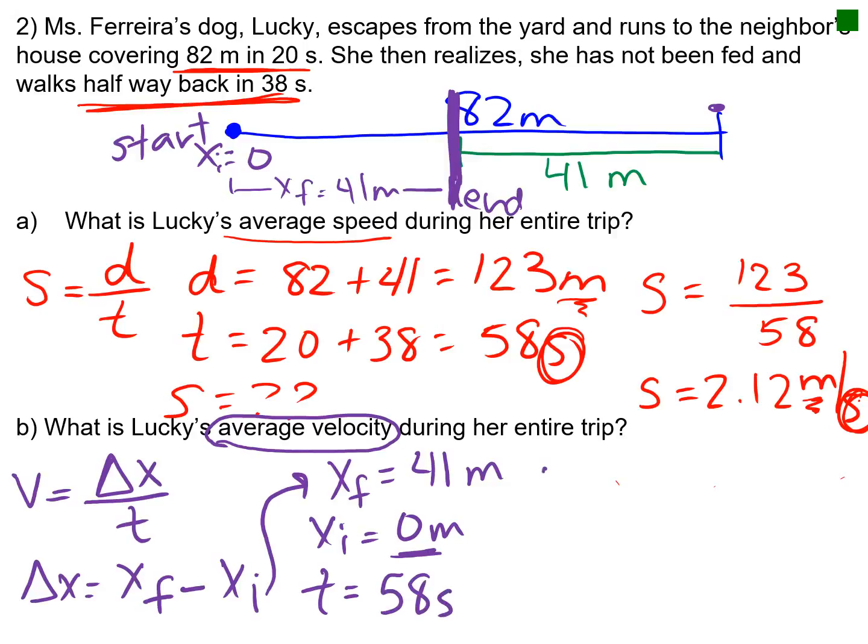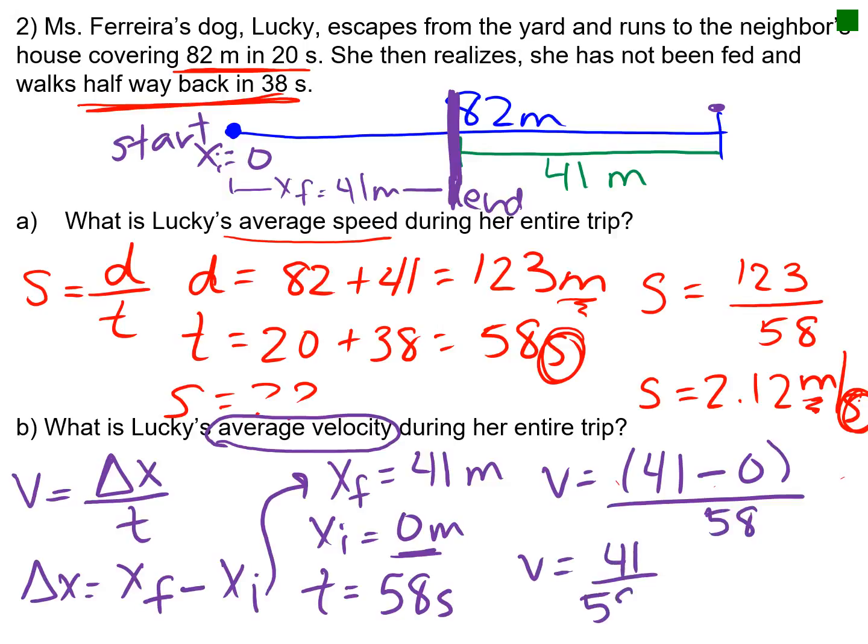Okay? So we're going to do V equals 41, that's not a 1, 41 minus 0 divided by 58. So V equals 41 over 58. And 41 divided by 58 is 0.71 meters per second.